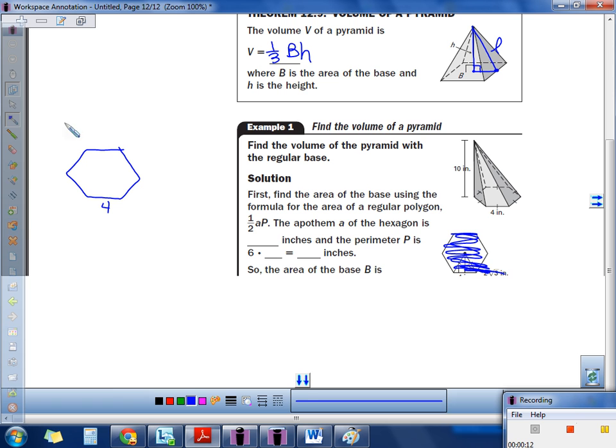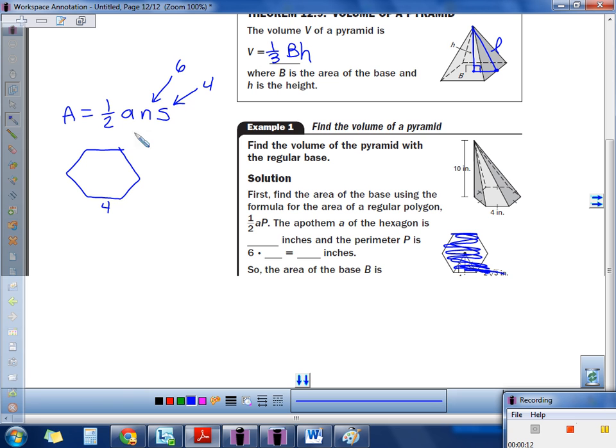The formula for that shape is area equals 1/2 A N S. What does A stand for? Apothem. What does N stand for? Number of sides. And S is side length. So we know some of those already. We know our side length, it's 4. We know our number of sides, it's 6. We do not know our apothem.